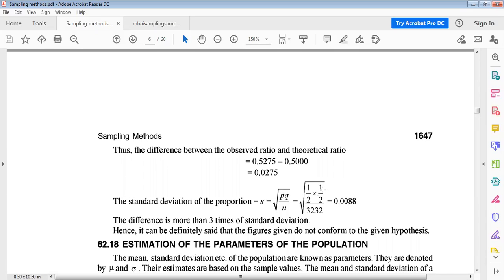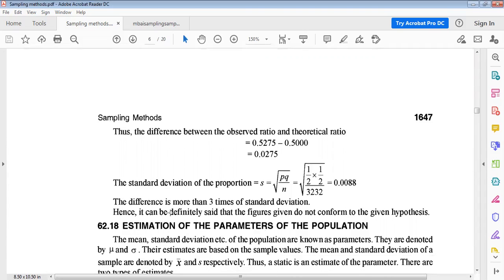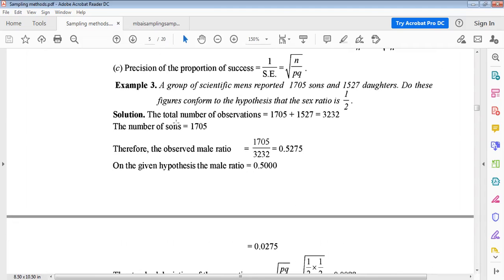So the ratio is what? 0.0088 is the standard deviation. So the difference is more than 3 times the standard deviation. That means this difference is more than 3 times the standard deviation. Hence it can definitely be said that the figure given does not conform to the hypothesis, because it is greater than 3 times, and this is why our estimation is wrong.